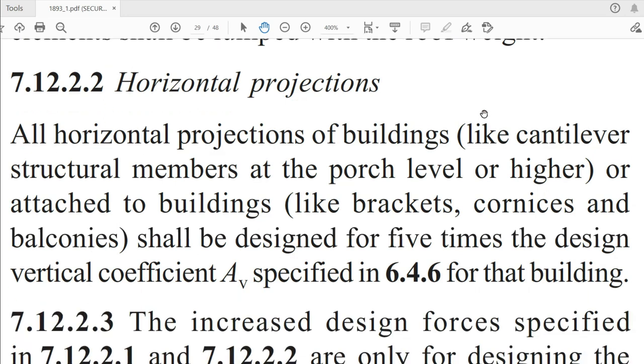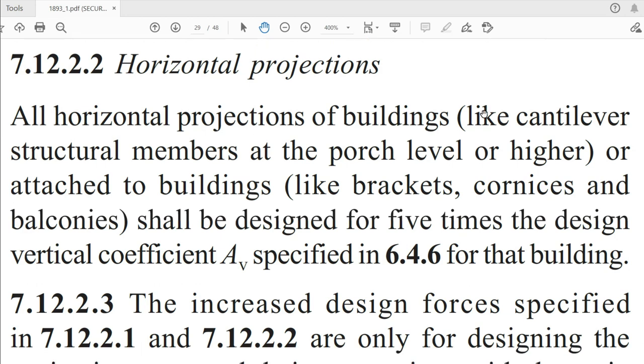In the same way, horizontal projections are the cantilevers projecting out of the building, brackets, cornices, balconies, and these shall be designed for 5 times the design vertical acceleration AV. We have already seen the definition of AV in our earlier tutorial, on how to apply vertical accelerations. Very importantly, this is 5 times.